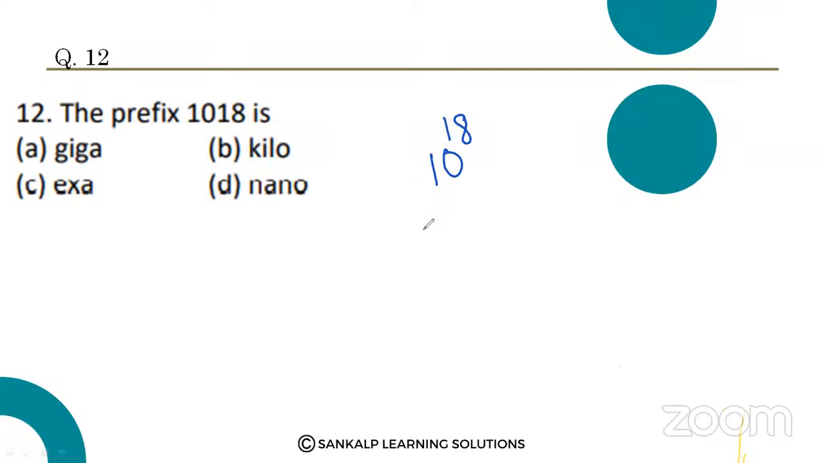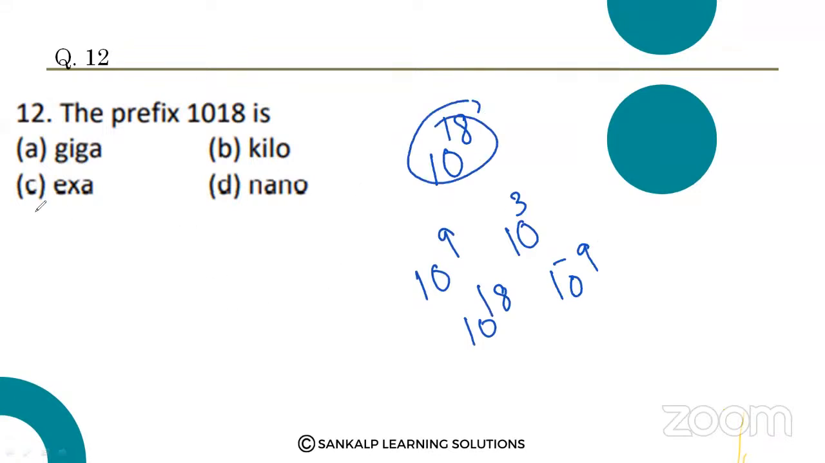What is giga? Giga is nothing but 10 raised to 9. So first option is giga. Kilo is 1000, so 1000 is 10 raised to 3. Exa is nothing but 10 raised to 18. And nano is nothing but 10 raised to minus 9. So the correct option is: the prefix 10 raised to 18 is nothing but exa. So this is the correct answer.